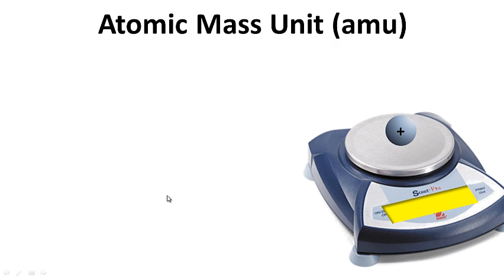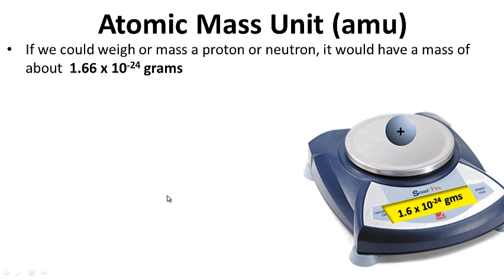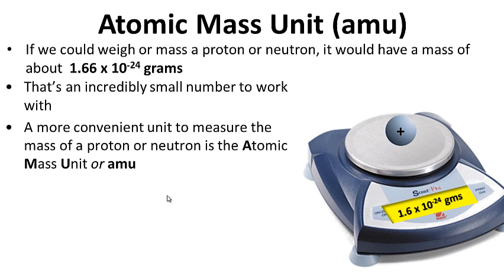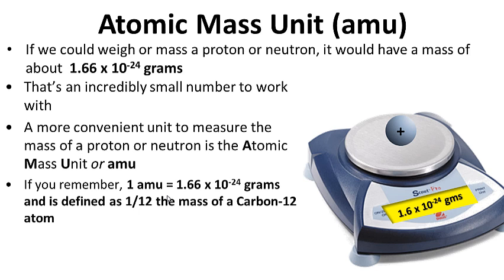All right, so an atomic mass unit, AMU. If we could weigh or mass a proton or neutron, it would have a mass of about 1.66 times 10 to the negative 24th grams. Well, that's an incredibly small number to work with. A more convenient unit to measure the mass of a proton or neutron is the atomic mass unit, abbreviated AMU. So if you remember, 1 AMU is equal to 1.66 times 10 to the negative 24th grams and is defined as 1/12 the mass of a carbon-12 atom. Okay, so let's take this incredibly small number here and make it equal to 1 AMU.